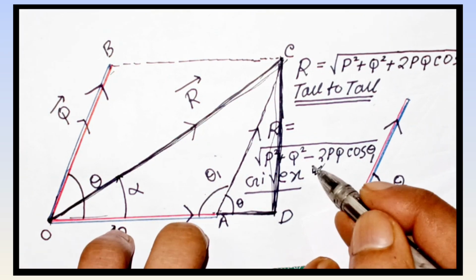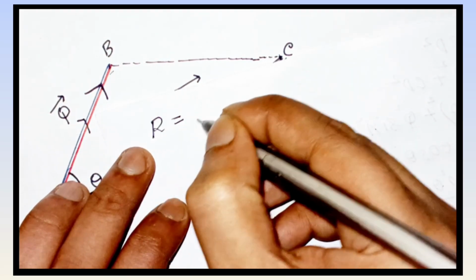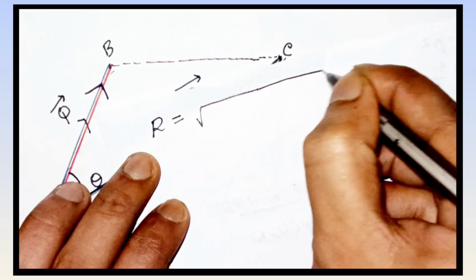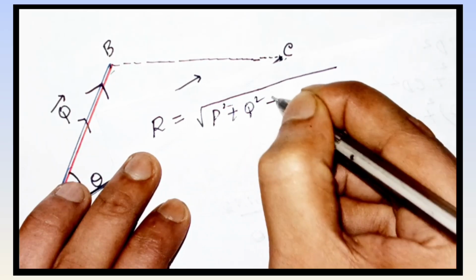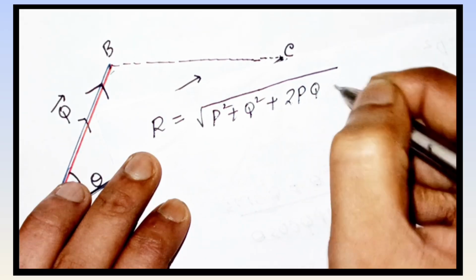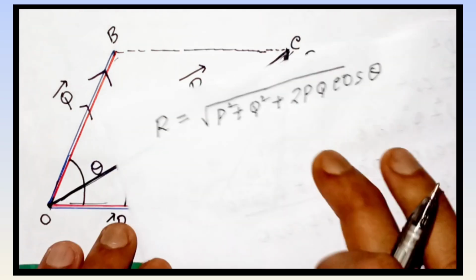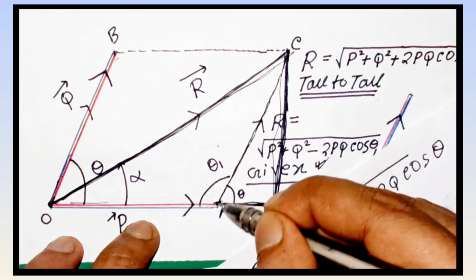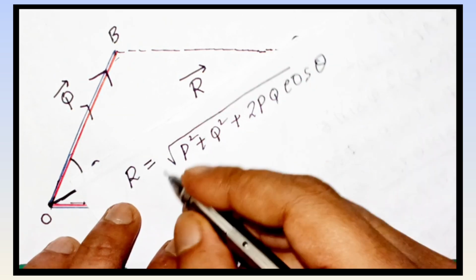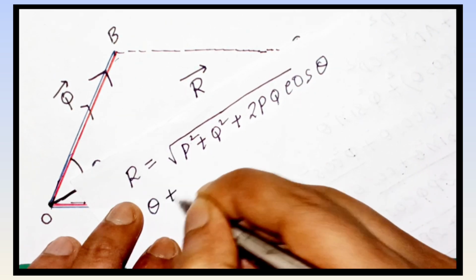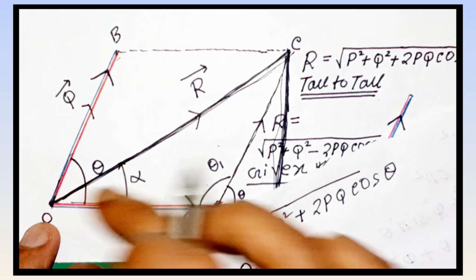Remember this formula. R equals what formula? P square plus Q square plus 2PQ cos theta. In any parallelogram, the sum of any two adjacent angles is always 180 degrees. This is our fundamental rule. No exception, no excuse. It can never be false. That's why we write theta plus theta 1 equals 180 degrees.